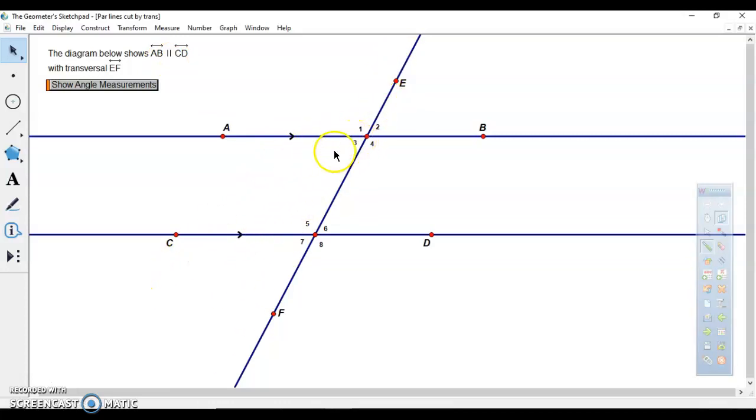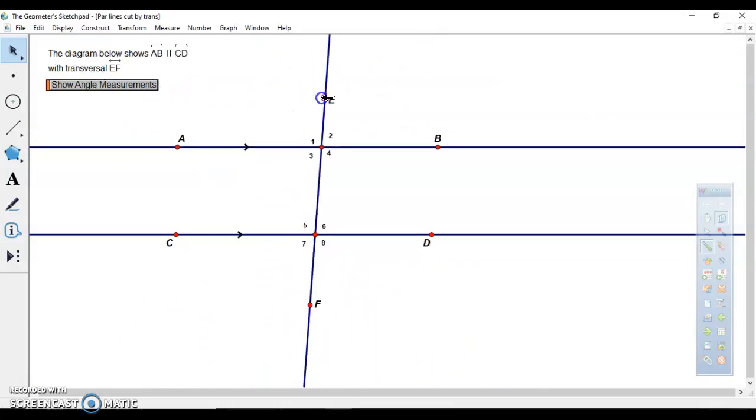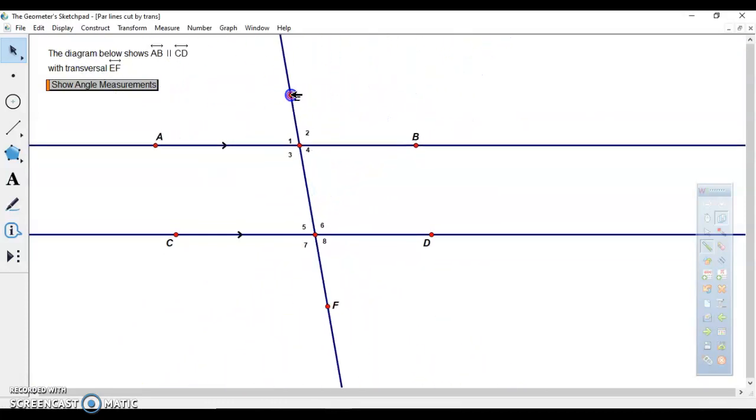Now, what you will notice, hopefully, is that angle 1 and angle 5 are corresponding angles. Angle 1's in the top left of this intersection, angle 5's in the top left of this intersection. So we want to try to use some inductive reasoning in this geometry software to see if we can figure out a relationship between angle 1 and angle 5. Now check it out. I can move this transversal wherever I want, and you can see that those angles are changing size as we go.